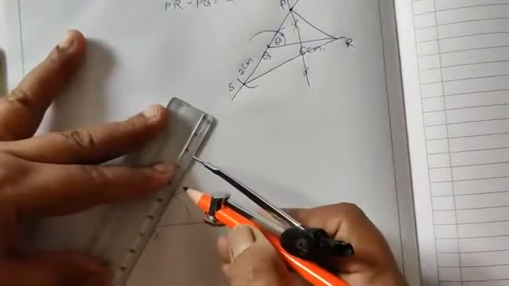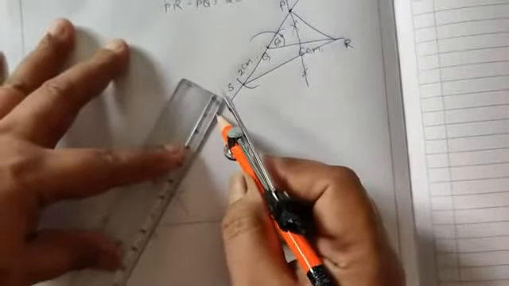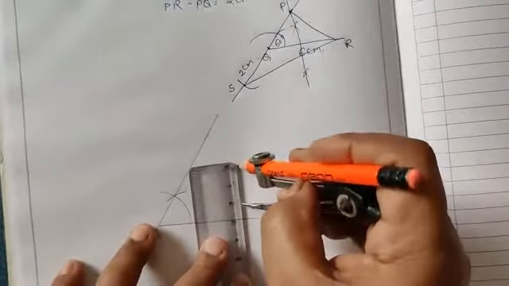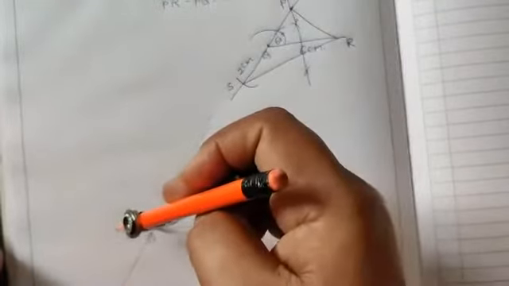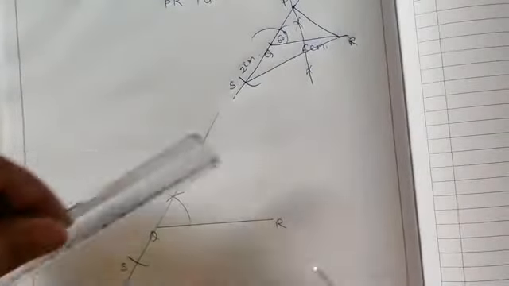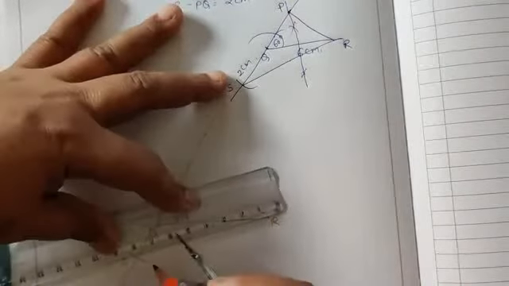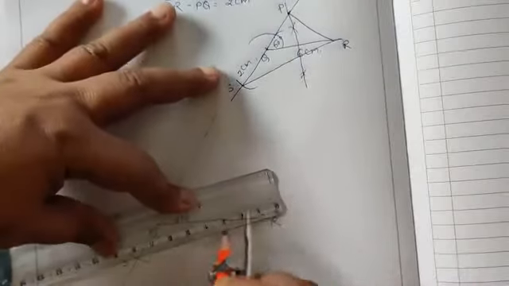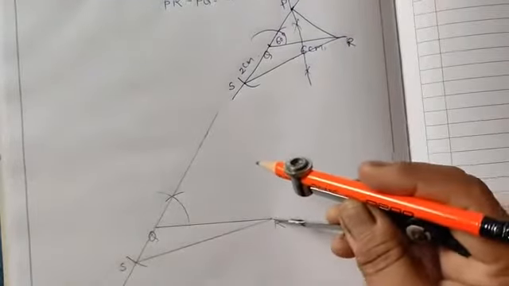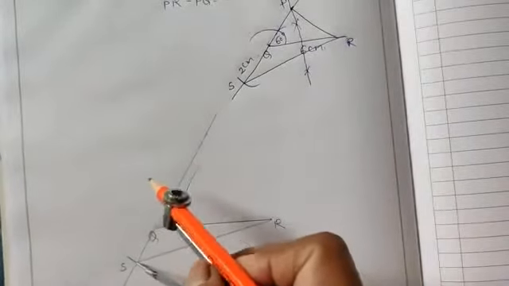And produce like this. And cut 2 centimeter. Cut 2 centimeter here. This point is S and join RS. Now perpendicular bisect RS.